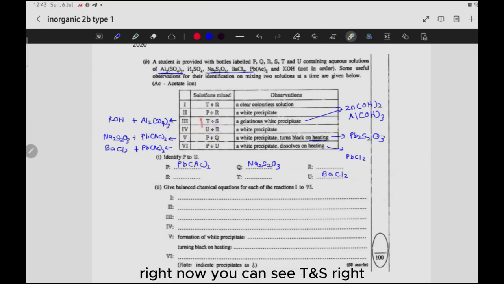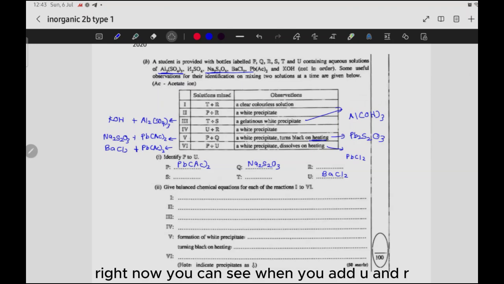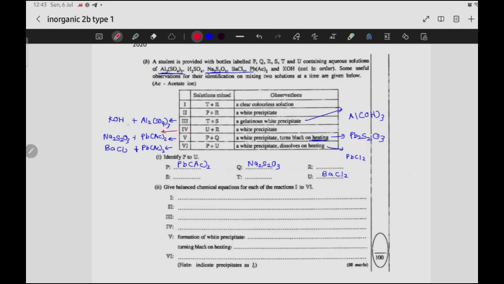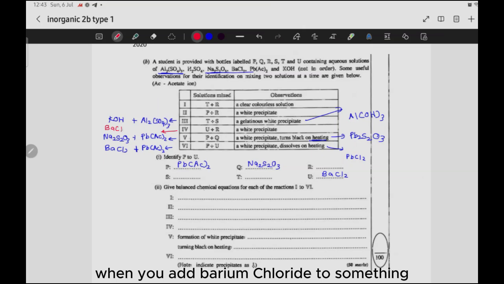Right now you can see T and S, right? U and R, P and R, T and R. So R is commonly used everywhere, right? So how do you find out this, right? Now you can see when you add U and R, so what is U? U is barium chloride, right? I'll write it here in red. This is for this part, right? When you add barium chloride to something, you get a white precipitate, right?